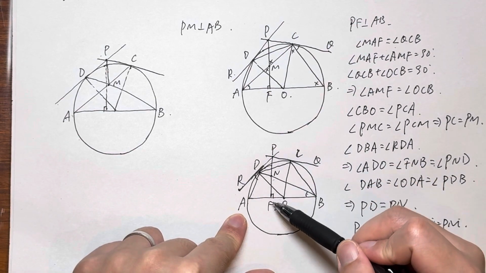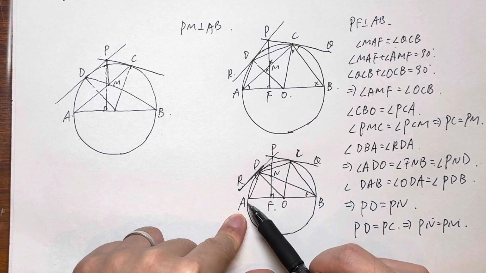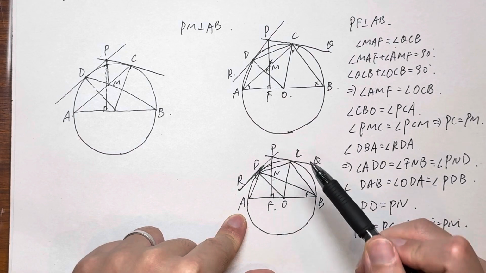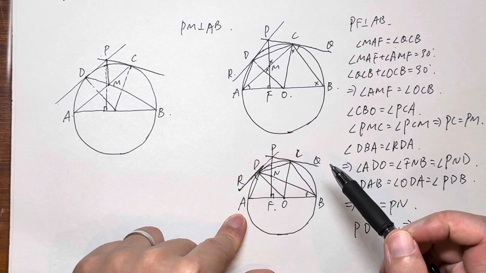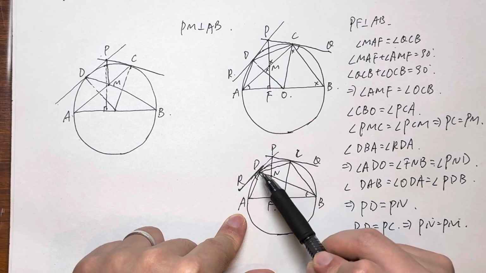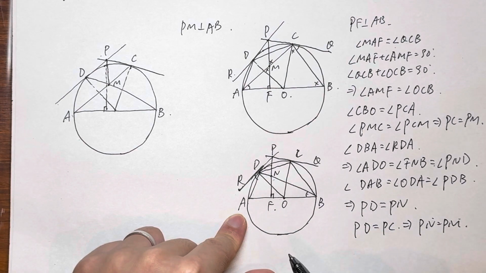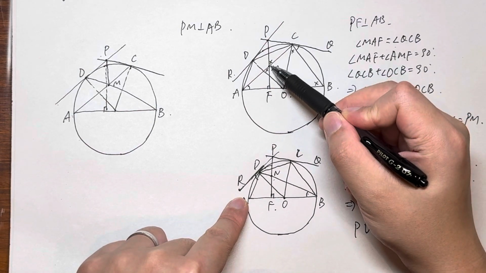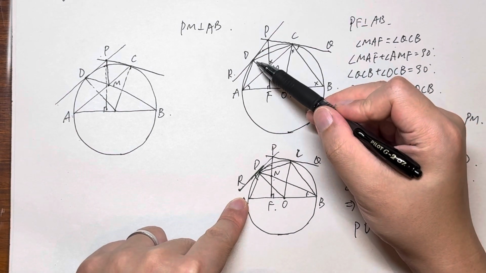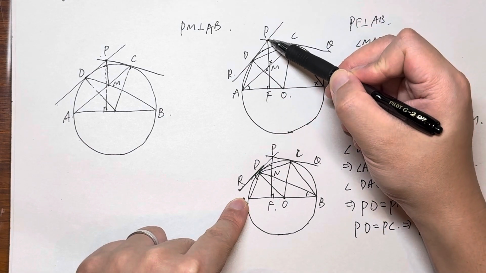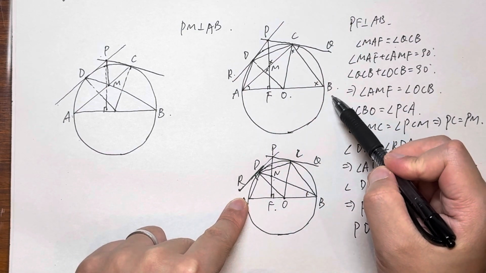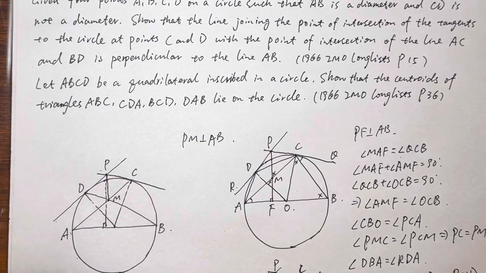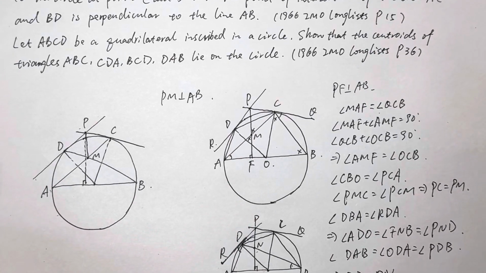BD intersects PF at a point, and AC intersects PF at another point, and they are the same point, which means AC and BD intersect on this point, right? Which means the intersection point of AC and BD with point P is perpendicular to line AB. So we prove this problem. Okay, let's see the next one.